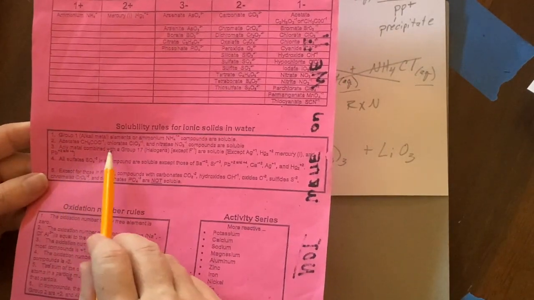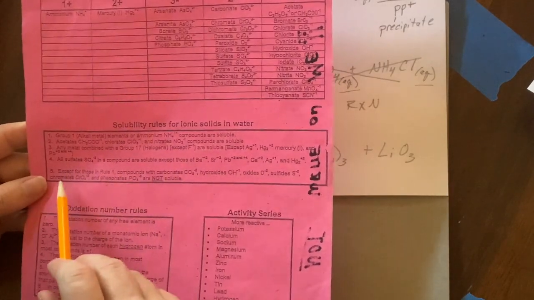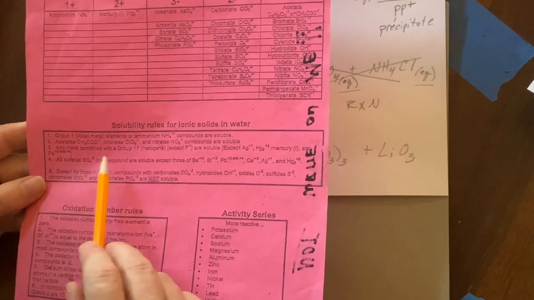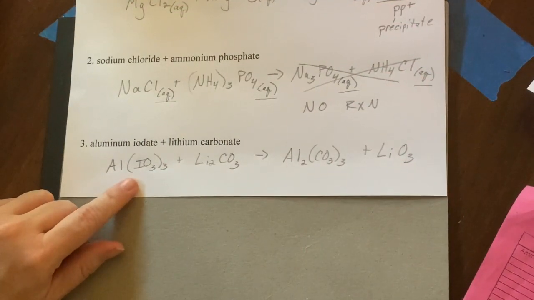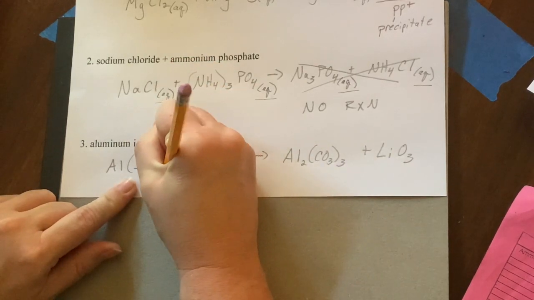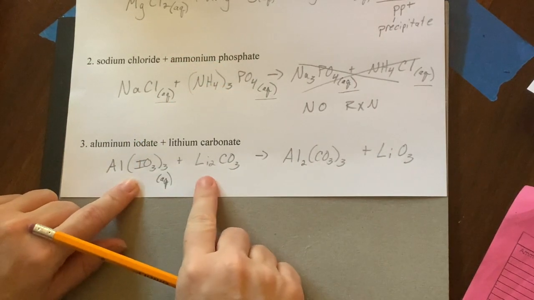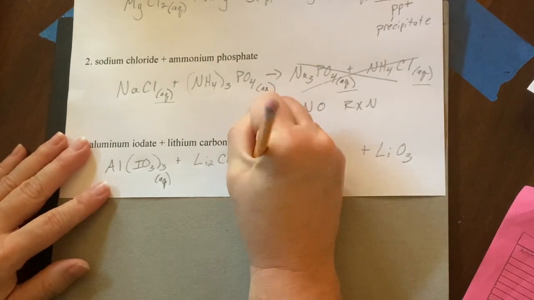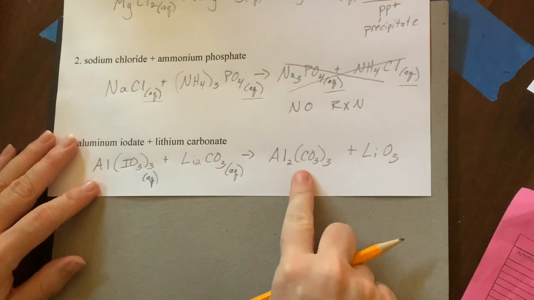Acetates, chlorides, and nitrate compounds are soluble. I will tell you now, because I don't believe the rule is here, aluminum iodate is soluble, so I'm just telling you that one. Sorry about that. I thought it was in the rules, but this one is soluble. Lithium is a group 1, so that is always soluble. Okay, let's look at our compounds.